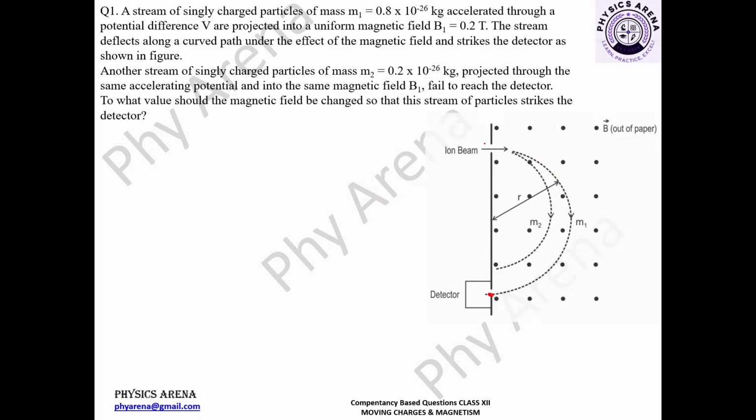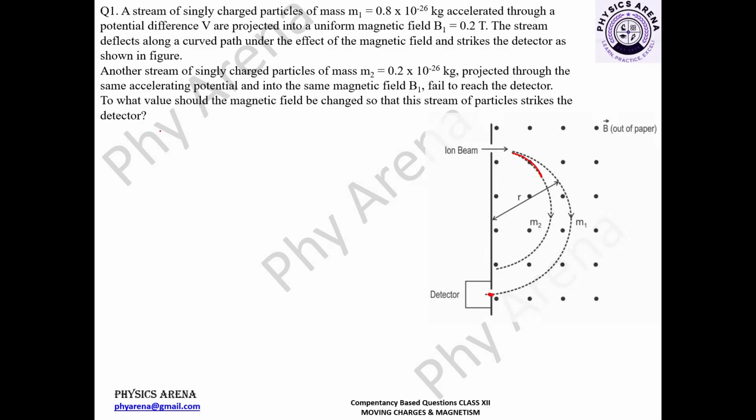Another similar charged particle, but with different mass m2, is again subjected to the same potential V and made to pass through the magnetic field B, but it fails to reach the detector. We need to find out by how much the magnetic field should be changed so that this particle having mass m2 strikes the detector. So let's try to solve this problem.